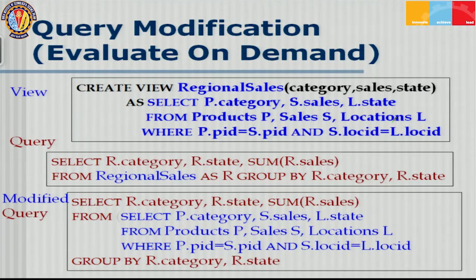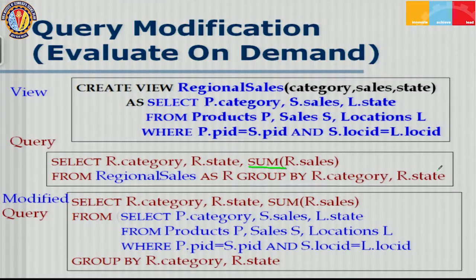Now I'm trying to do a query which is an aggregation. What I want to do is a sum of sales, which is r dot sales, from the regional sales view, as r, group by r dot category and state. So I'm doing a group by with respect to category and state. The ultimate thing that I'm going to get is a state-wise, category-wise sales figures of the store.